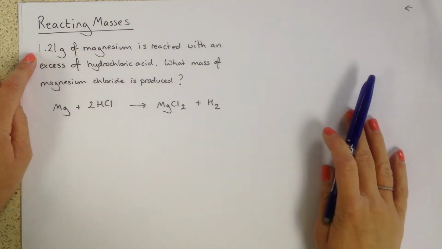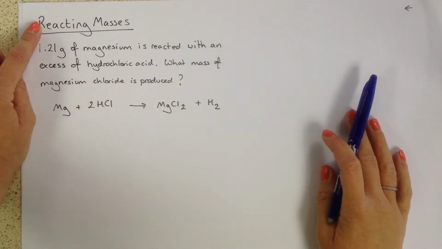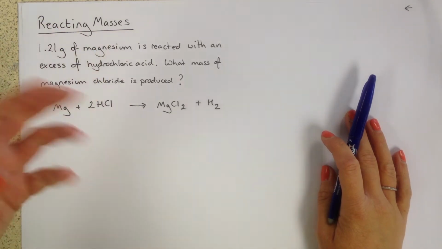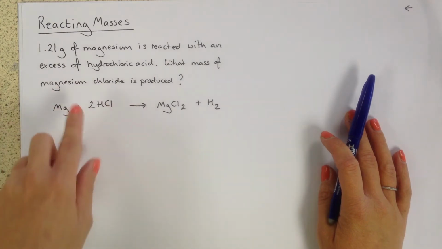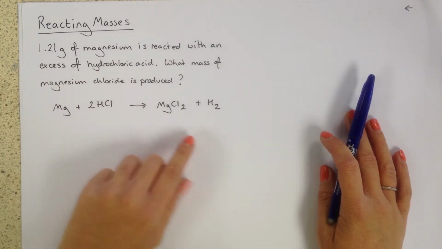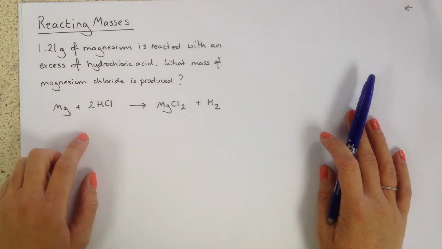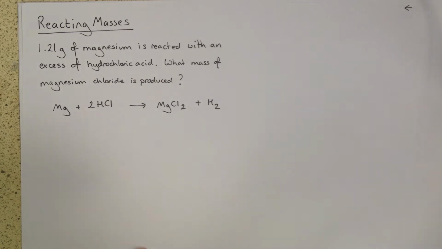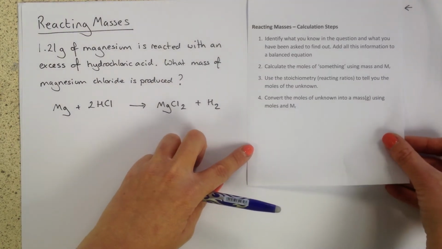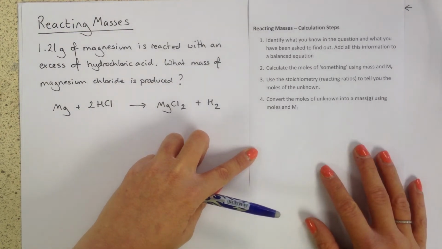Okay, let's do some maths. Now, reacting masses is the term that's given to these types of calculations where you've got a chemical equation, you know the mass of one something, either a reactant or a product, and you're asked to work out the mass produced of something else. There are 3 steps to the calculation, and there's essentially 4 steps to actually carry out, to actually make sure you succeed.